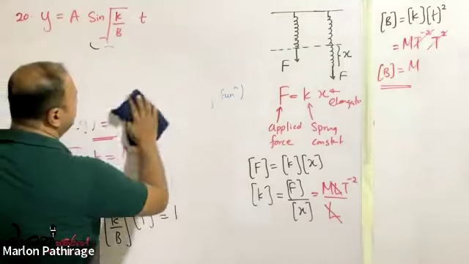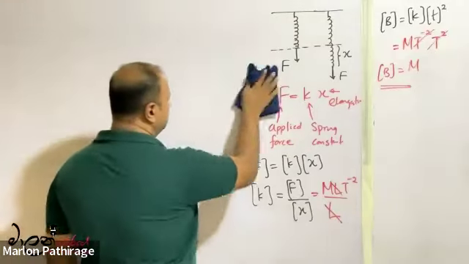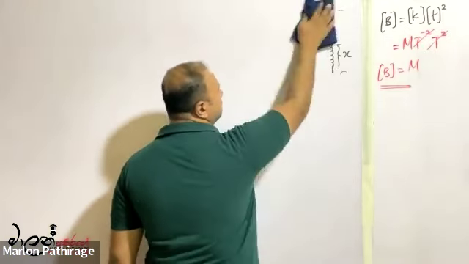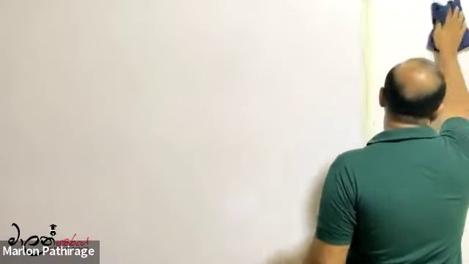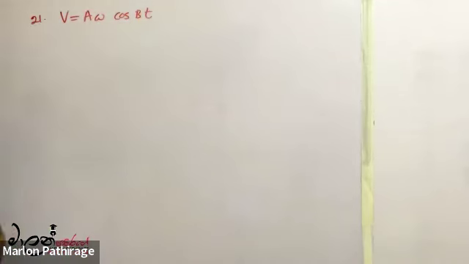21st question. V is equal to A omega cos of B t. Omega is the angular velocity.